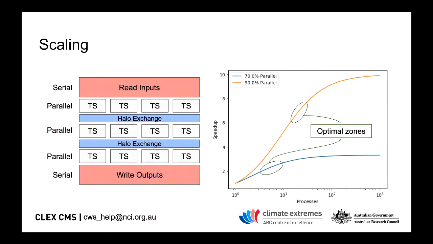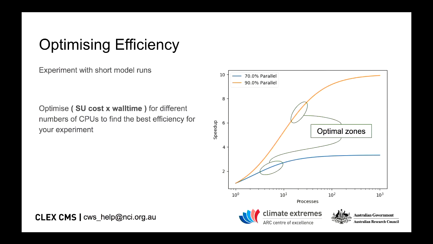So we don't want to be up at this limit. We want to be in this optimal zone where adding more resources is actually effective. So the best way to discover where that is for your specific model, because this is going to change depending on your model and indeed depending on the configuration of your model, the best way to optimize this is experimentally. So just doing a short run.